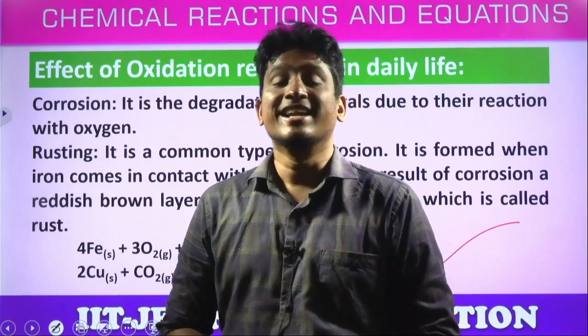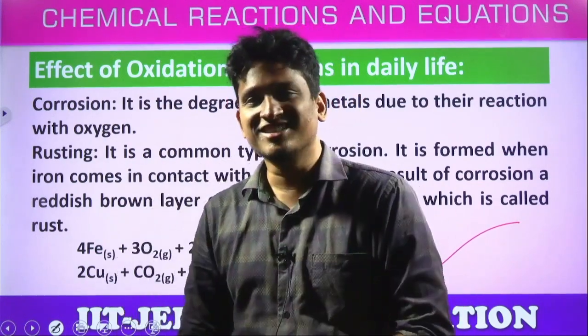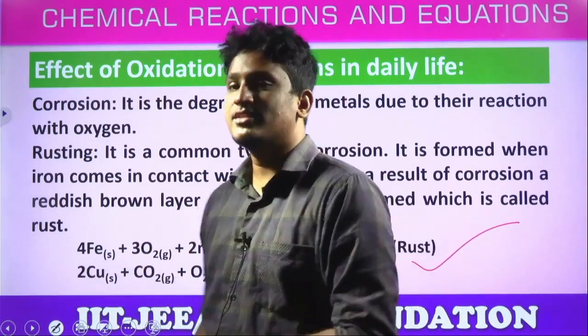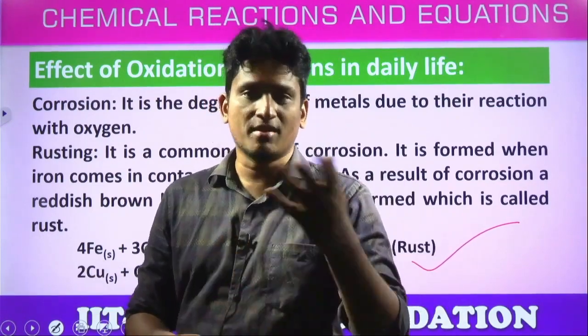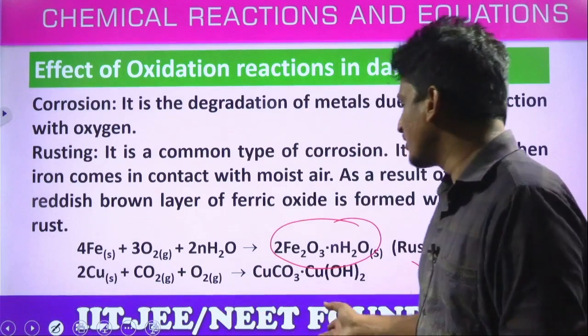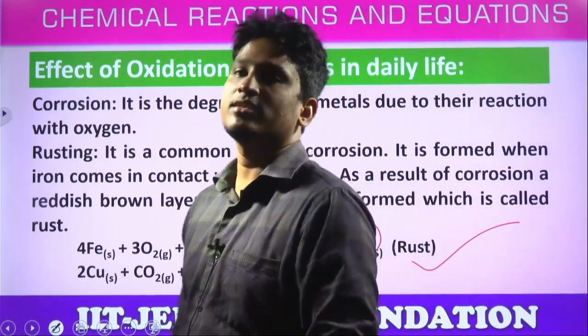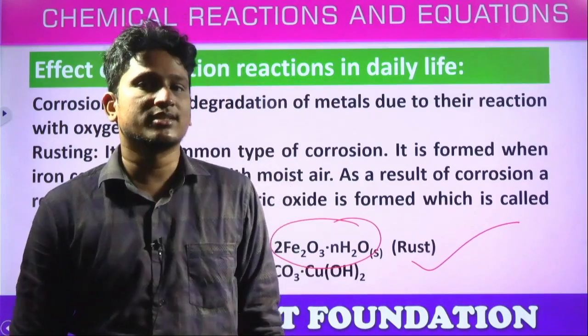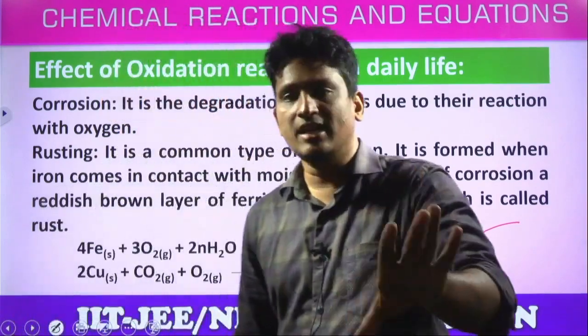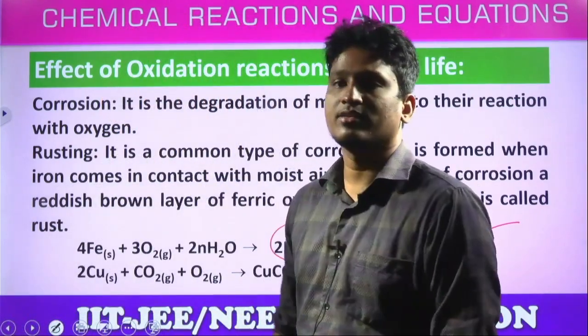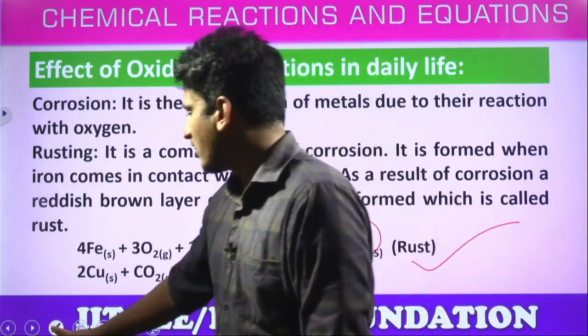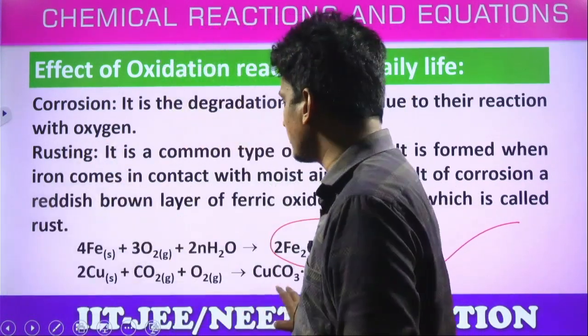Why? Because it is corroded. Itself it is corroded. That means in the presence of atmospheric gases like oxygen, carbon dioxide, H2O, it converts into copper carbonate and copper hydroxide. That's why this process is called corrosion. It takes place in the presence of oxygen mainly and H2O and sometimes carbon dioxide also. So all these processes come under corrosion, students.